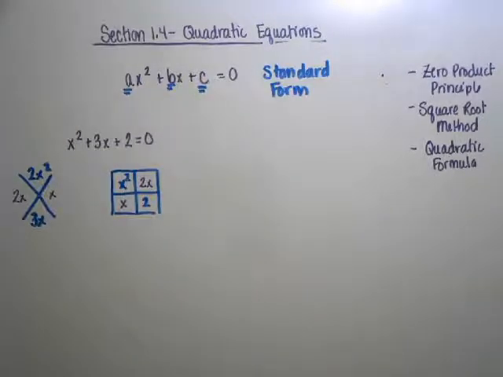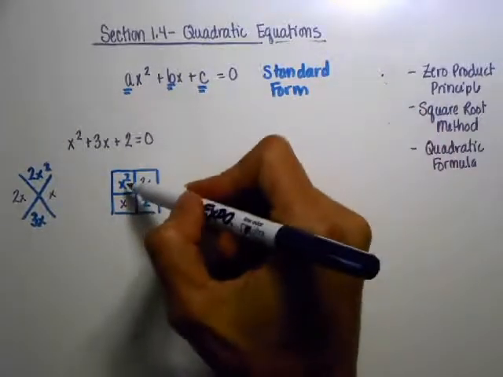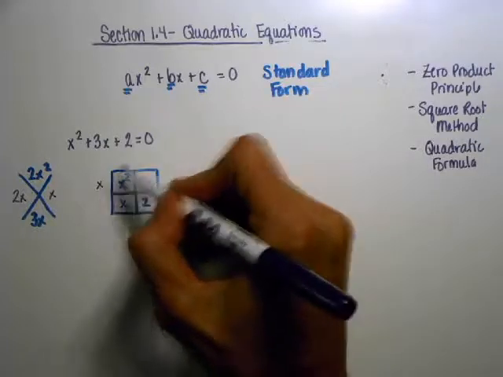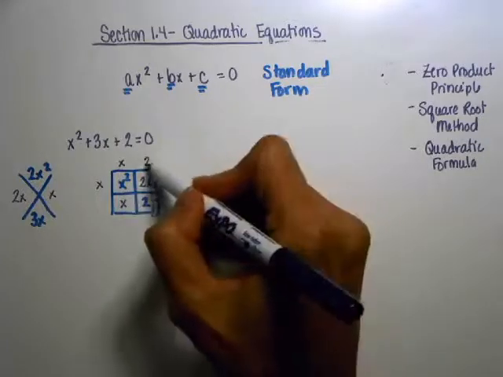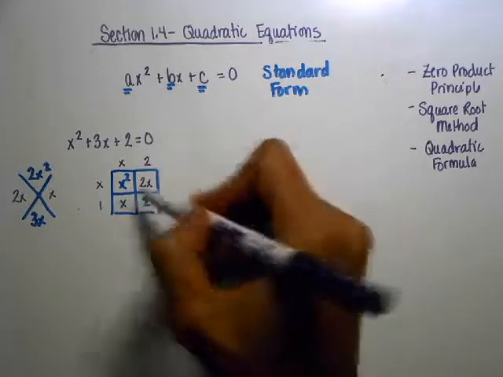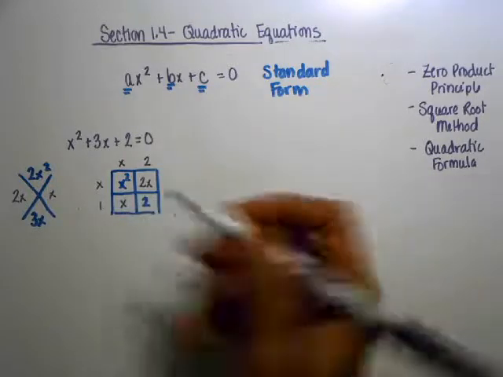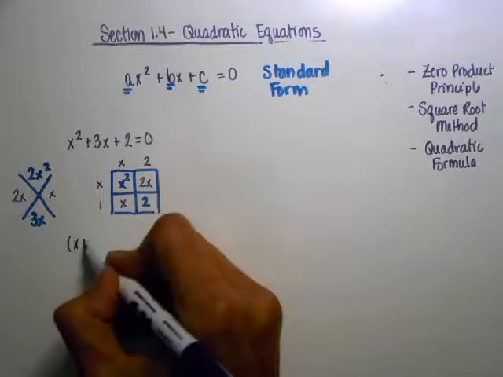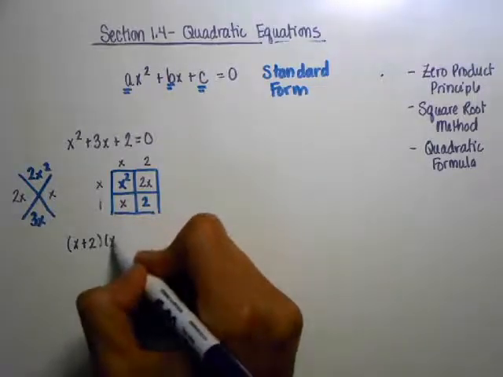So in this row right here, we see that there's an x and an x. We have a 2 here. x times 2 gives us 2x. x times 1 gives us x. So this factors to be x plus 2, x plus 1.